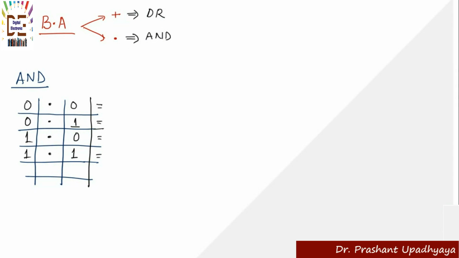This is clear. So 0 dot 0, 0 multiplied by 0 will give you what? 0. 0 multiplied by 1 will give you 0. 1 multiplied by 0 will give you 0. 1 multiplied by 1 gives you 1. So what answer will we be getting? We will be getting 0, 0, 0, 1.